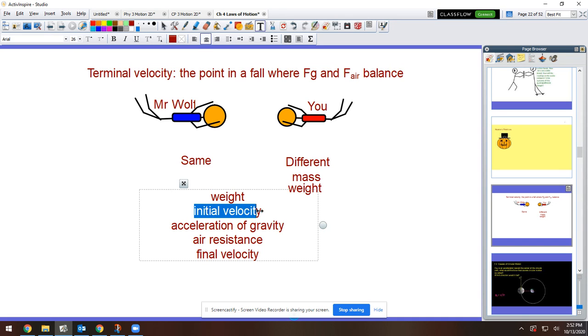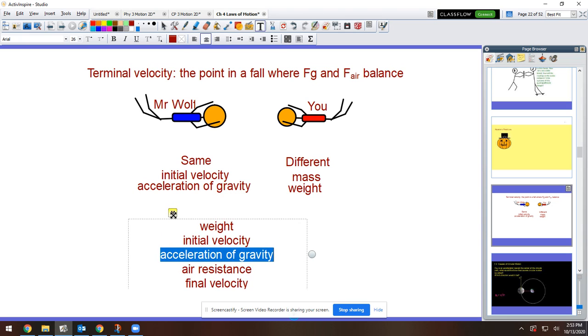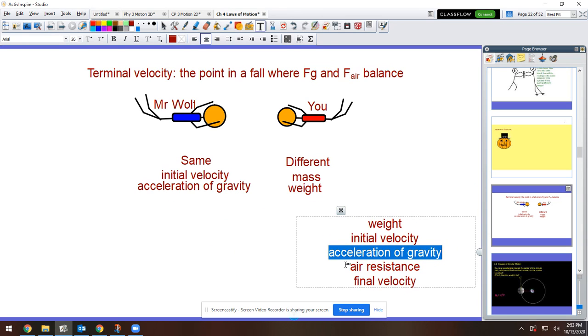Our initial velocities, though, we both jumped out of the airplane. They're the same. Seriously, bell? How many times does that bell need to ring? The acceleration of gravity acting on us is going to be the same.